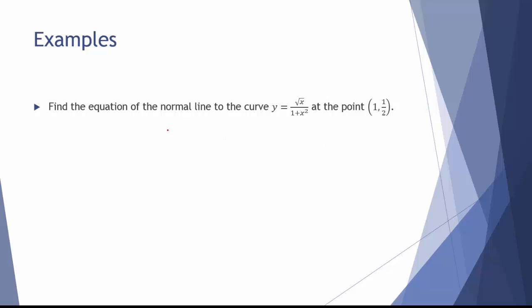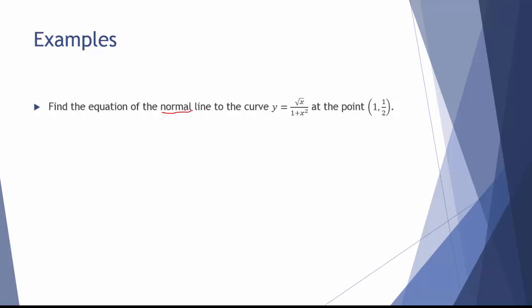This example asks us to find the equation of the normal line to the curve, y equals the square root of x over 1 plus x squared, at the point (1, 1/2). So notice I've given you the same curve and the same point. But now we're looking for the equation of the normal line. So the first question you should ask is, what's a normal line?